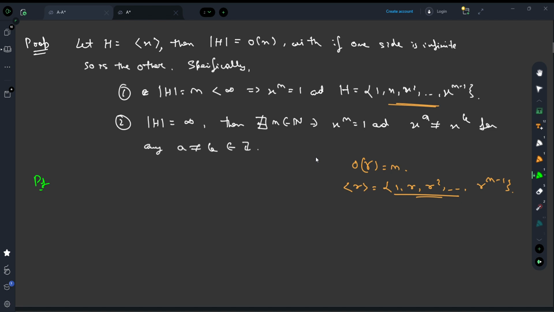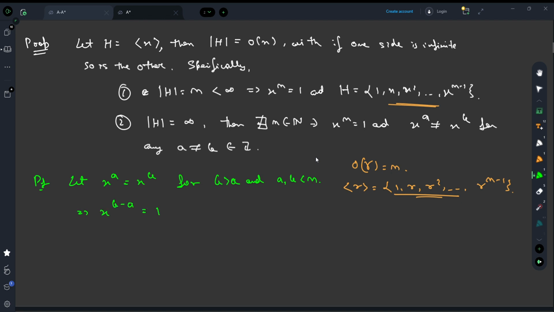So the proof of it is fairly easy to do. First things first, these elements are easily acquired. That is the first thing. The first thing which we need to check is whether all these elements are distinct. So let x to the power a be equal to x to the power b, for b greater than a, and a and b both being less than n.